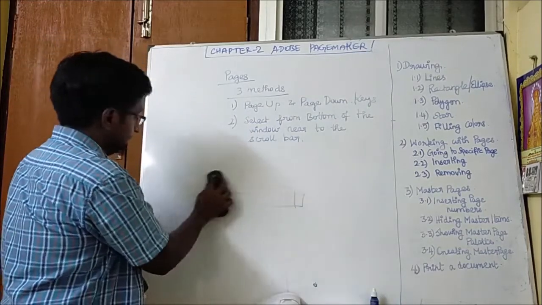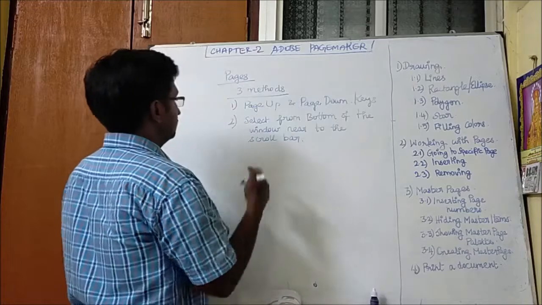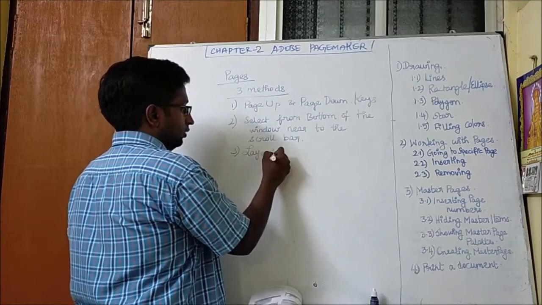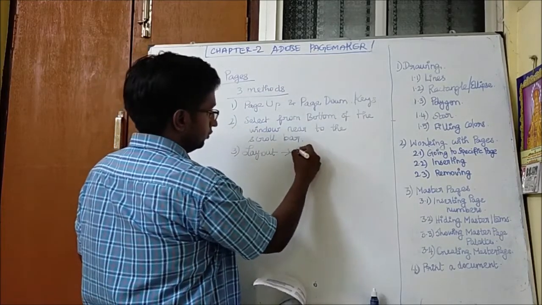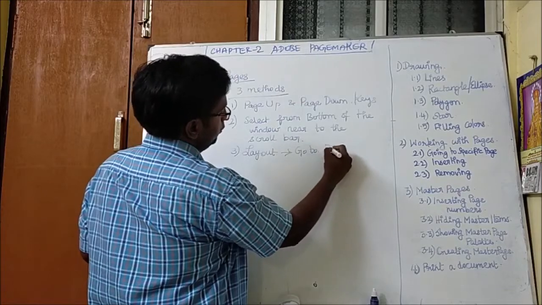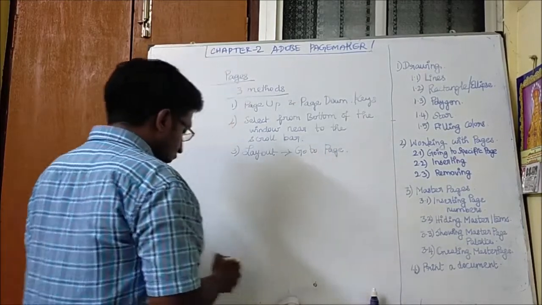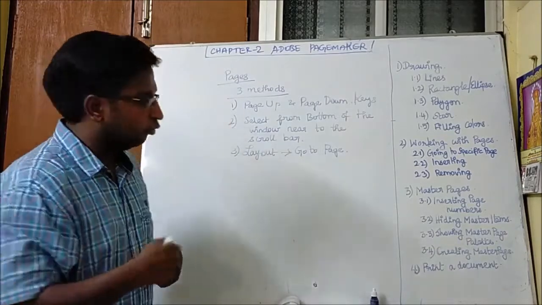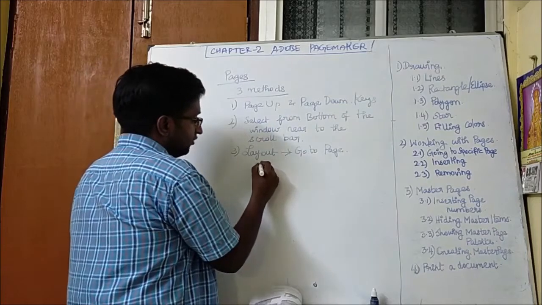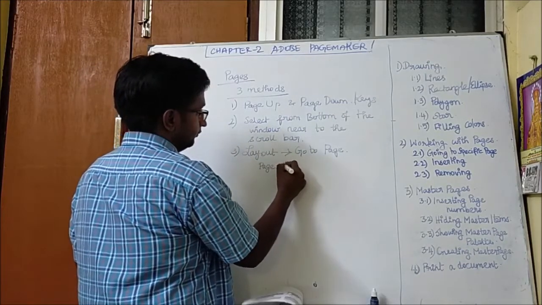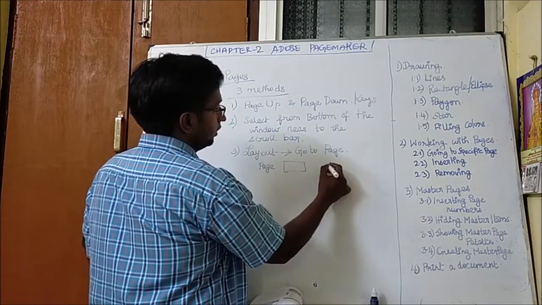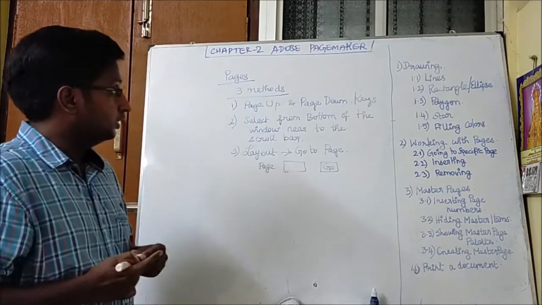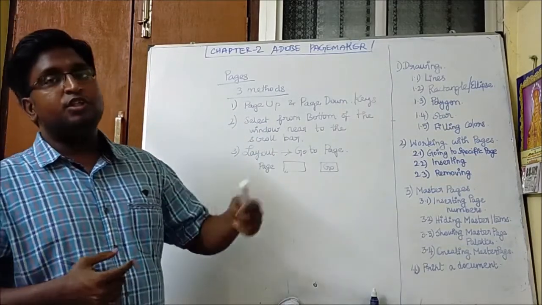So the last method is layout. Choose the menu layout, go to page. The go to page dialog box will open. So it will be asking which page number. By giving the page number, it will go to the specific page number. So this is how we can go to the specific page.